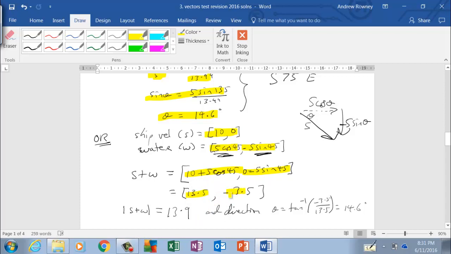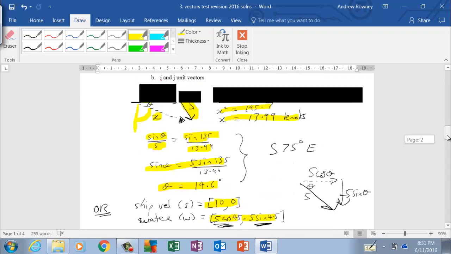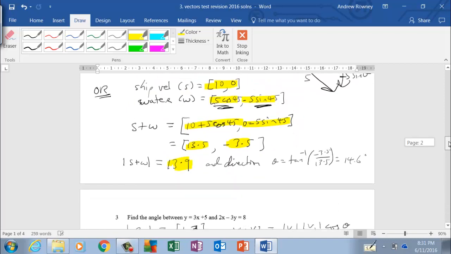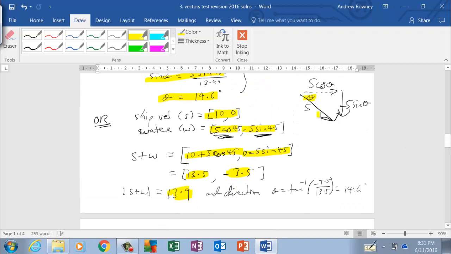To get the length of that, we do Pythagoras with these two, square root of that squared plus that squared, and you get 13.9. And that agrees with the value we got up here, 13.9. To get the angle, we just have to do tan theta and then shift tan, and we get 14.6, which also agrees with that one up there.